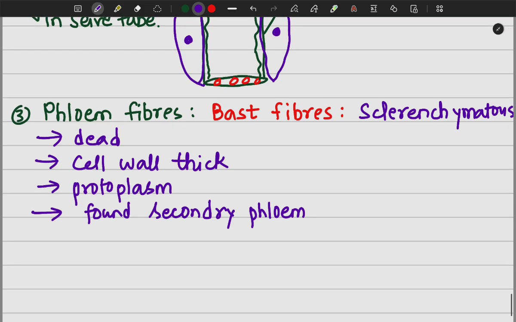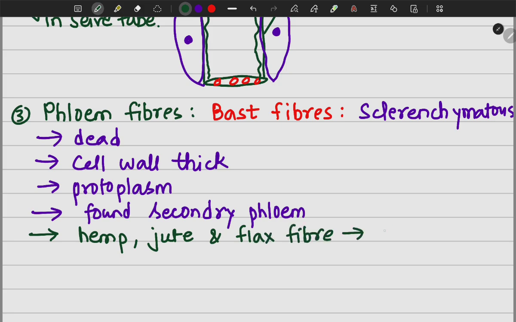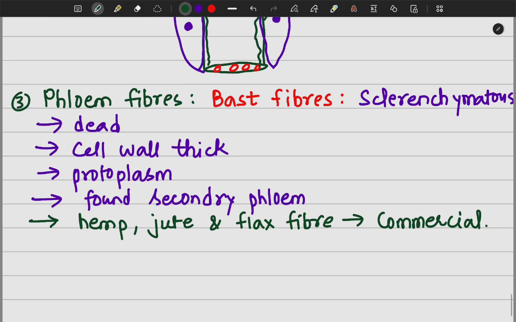And some of these phloem fibers or bast fibers are used commercially, like hemp, jute, and flax. These fibers have commercial usage. Alright, so there's nothing special about these phloem fibers. They are just like the other fibers which are dead and provide mechanical support, and they are sclerenchymatous.